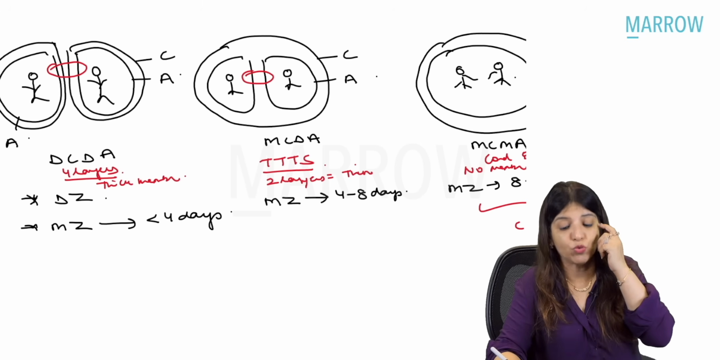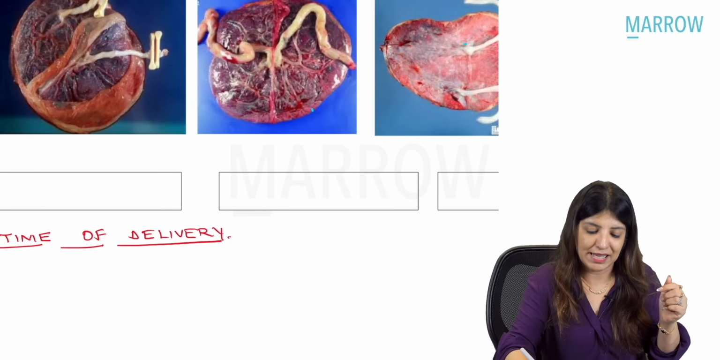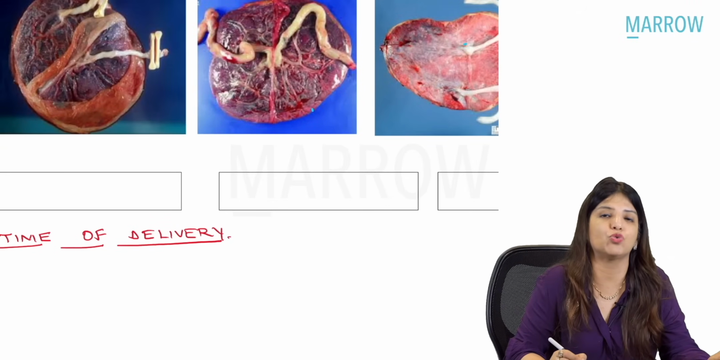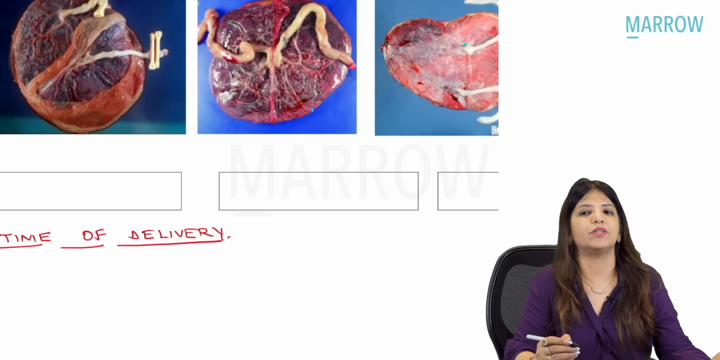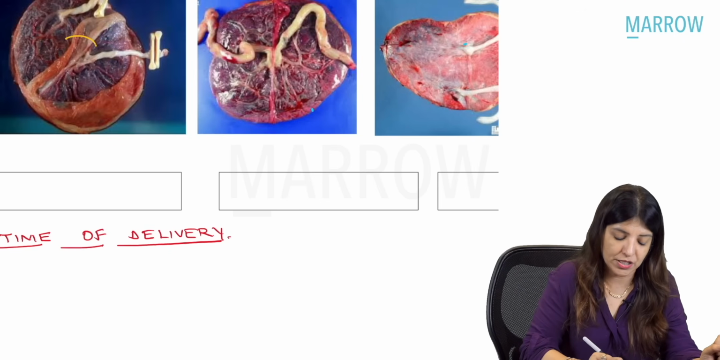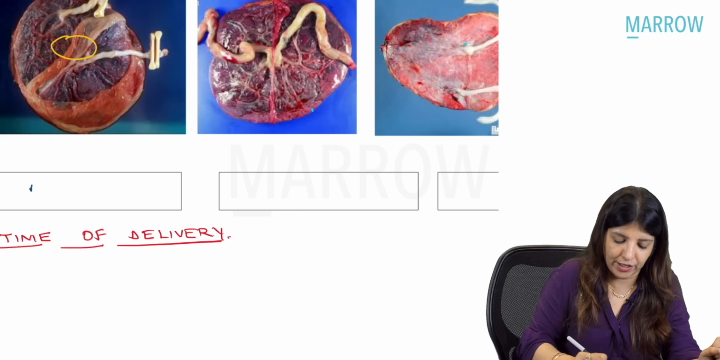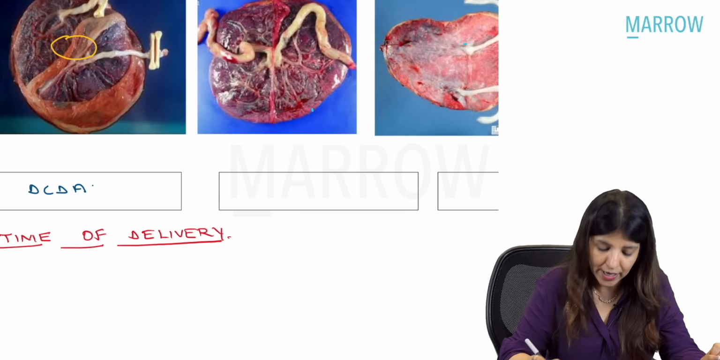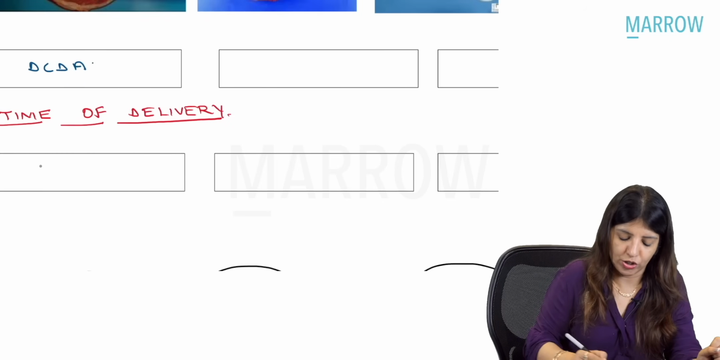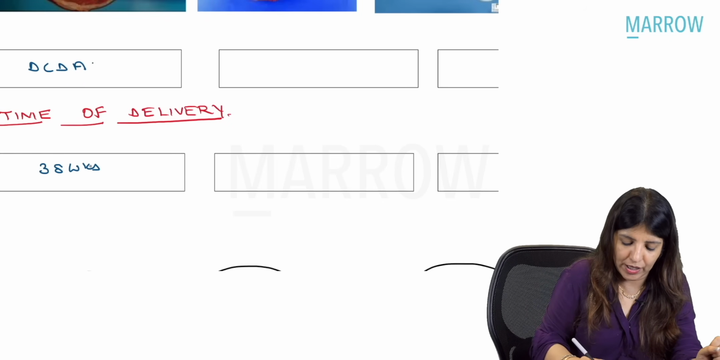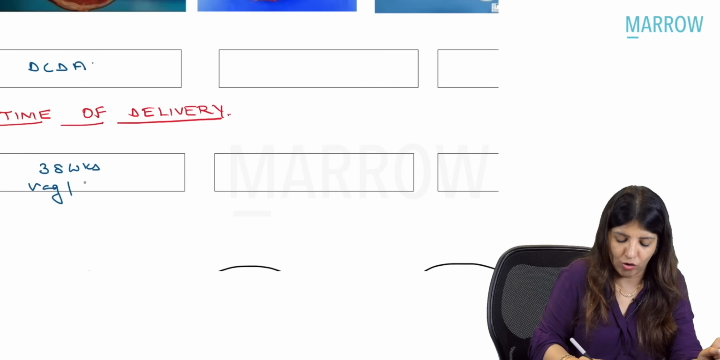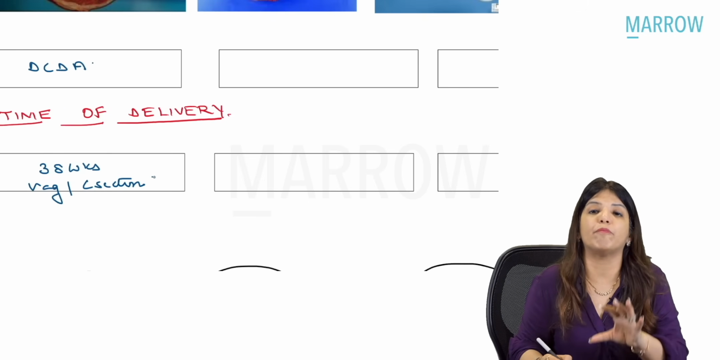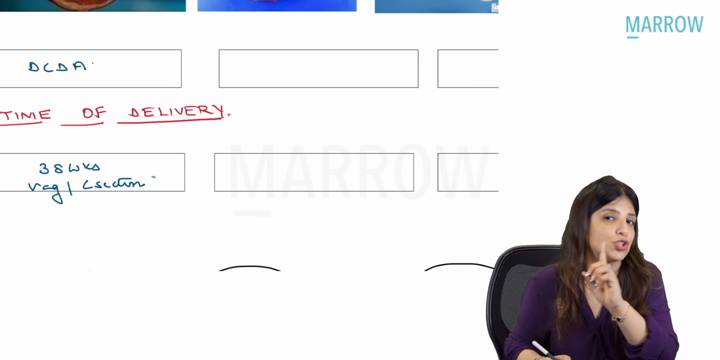Now, when I have to identify the placenta, same thing, I have to see whether the membrane between the 2 umbilical cords is thick, whether it is thin, or whether no membrane is present. If membranes are thick, then you are looking at a placenta of dichorionic diamniotic twin. In dichorionic diamniotic twin, the time of delivery is 38 weeks. You can go for vaginal delivery or cesarean section depending upon the presentation of first twin.